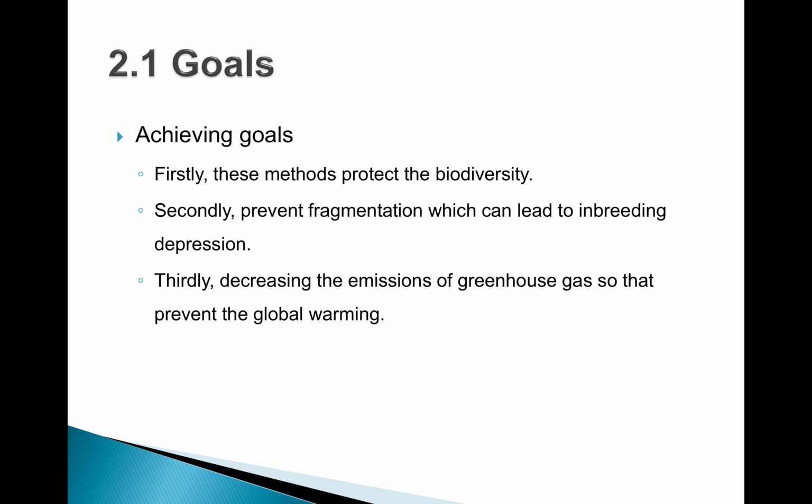The outcomes of achieving goals. Firstly, these methods protect the biodiversity. Secondly, they prevent fragmentation, which can lead to inbreeding depression. Thirdly, decreasing the emissions of greenhouse gas so that it prevents global warming.